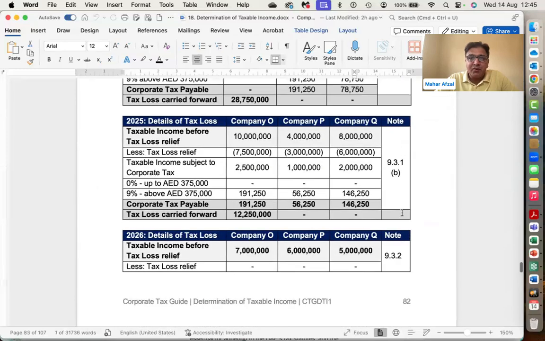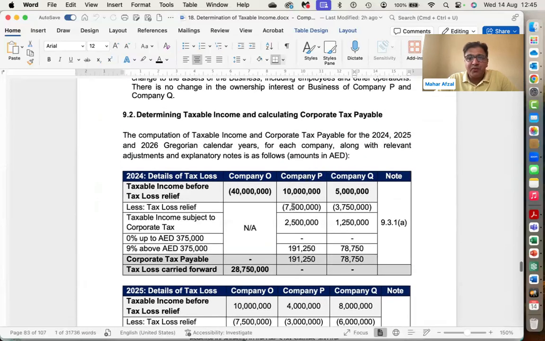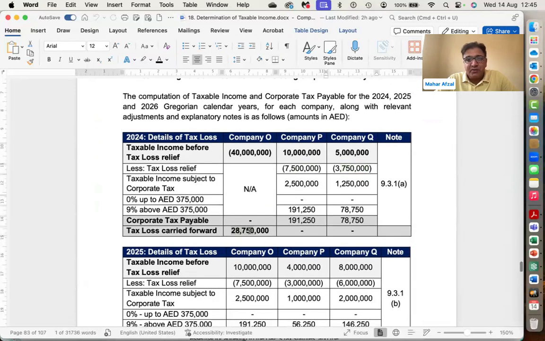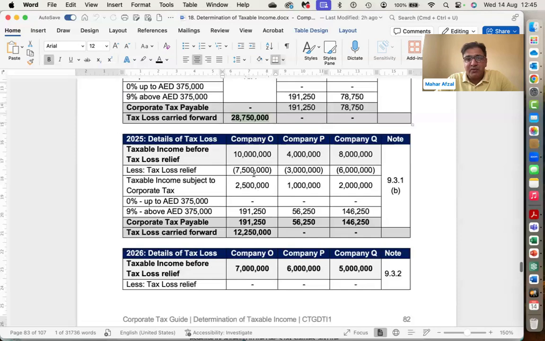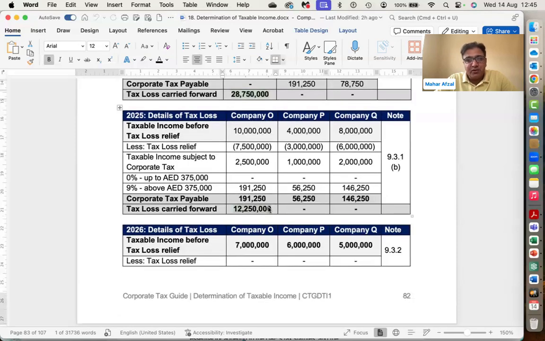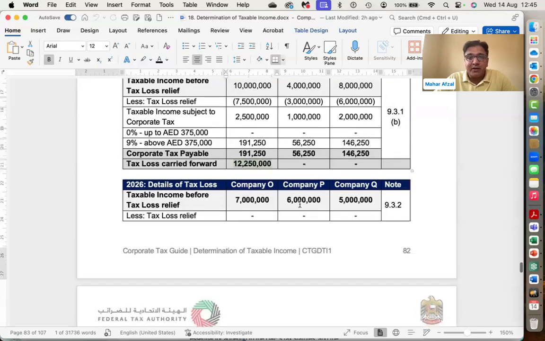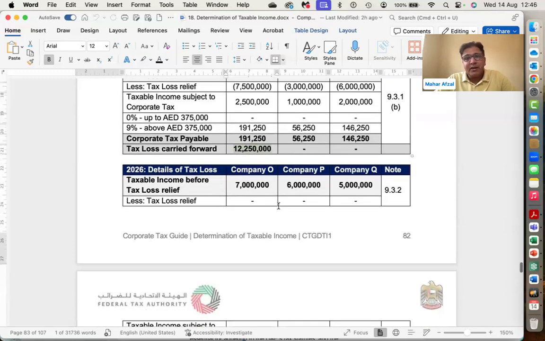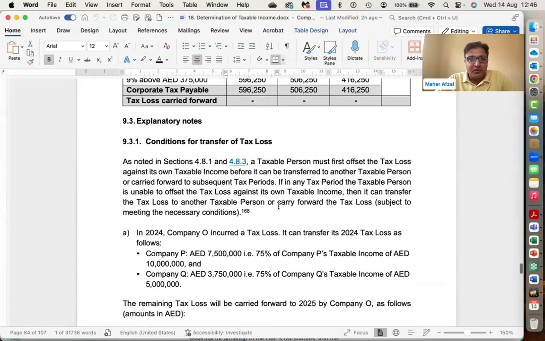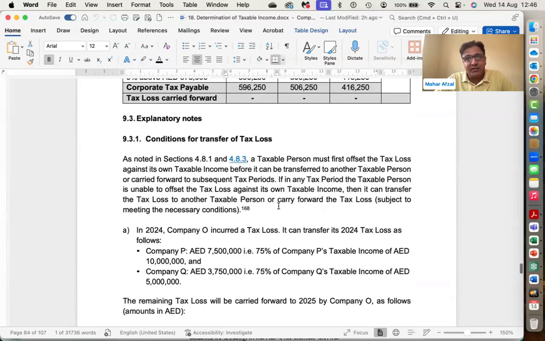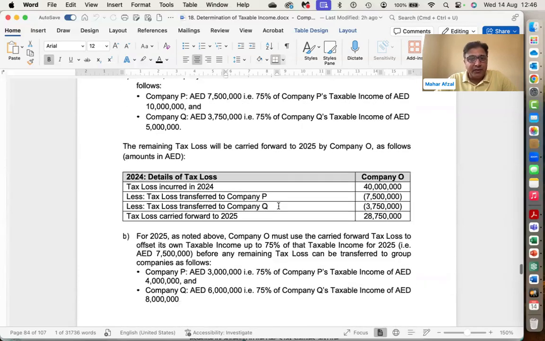As I mentioned earlier, in the first year, 2024, 75% adjusted. Remaining loss was 28,750. Next year, 75% again. Remaining loss was 12,250. This is the loss adjustment. In the third year, they cannot adjust the losses. The reason is that they are not under the common ownership of at least 75%, so they are not part of the qualifying group. This is what they're trying to communicate in this case study.